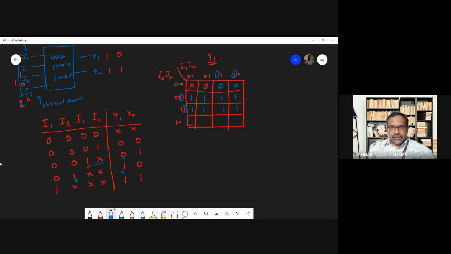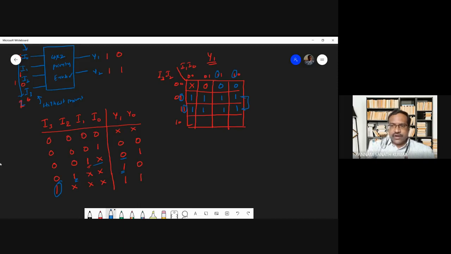Okay, so do you understand? That means here I1, I0 are different. Okay, those are don't care. So what are the possible combinations? 0 0, 0 1, 1 0, 1 1. Okay, so these are the two rows related to I2 equal to 1. So that means I2 equal to 1 means this is equal to 1. Okay. Similarly, you need to see for I3 equal to 1.